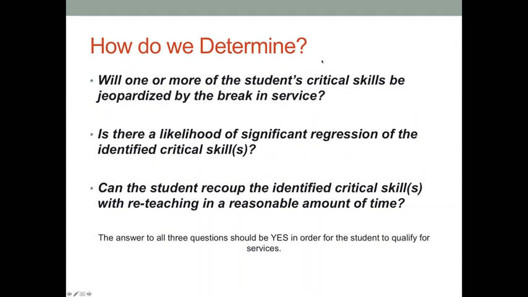So how do you determine? I'm guessing many, if not all of you, have seen these three questions. The answer to all three of these questions should be yes in order for a student to qualify for services. So, will one or more of the student's critical skills be jeopardized by a break in service? Is there a likelihood of significant regression of one of the critical skills that have been identified? And can the student recoup any regression with reteaching in a reasonable amount of time?